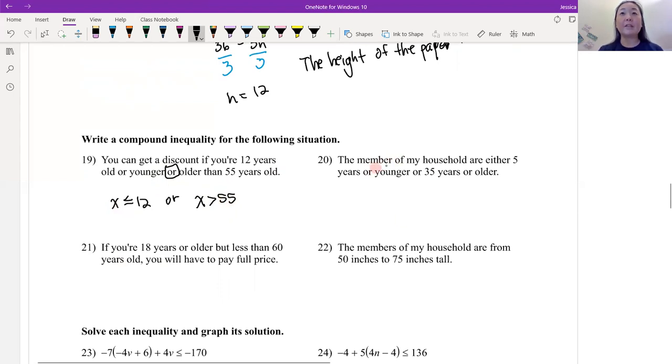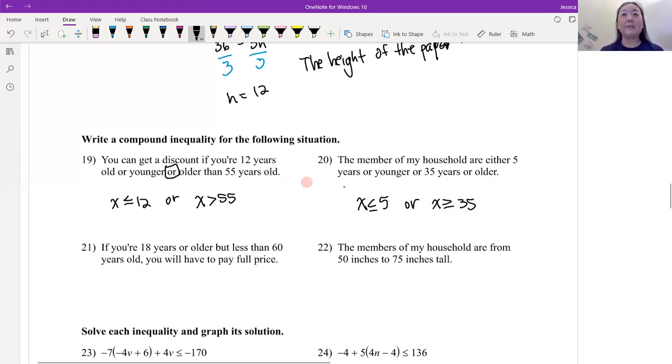Number 20, the members of my household are either 5 years or younger, or 35 years or older, right? This is not me, but here. So this is going to be, again, X and 5. This is 5 years or younger. So 5 years or younger, or 35 years or older. So can you be 35 years? Yeah, because it says 35 years or older, right? So it's going to be greater than or equal to 35. Do you see the difference?